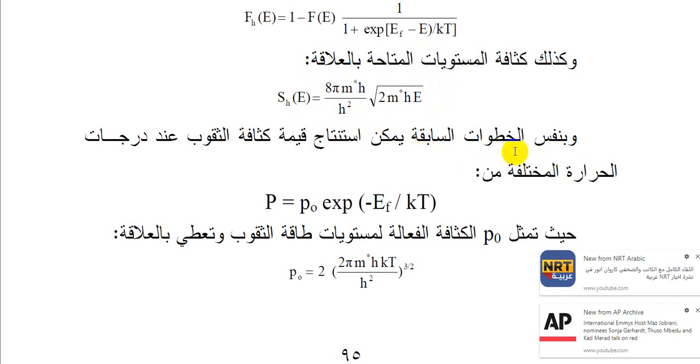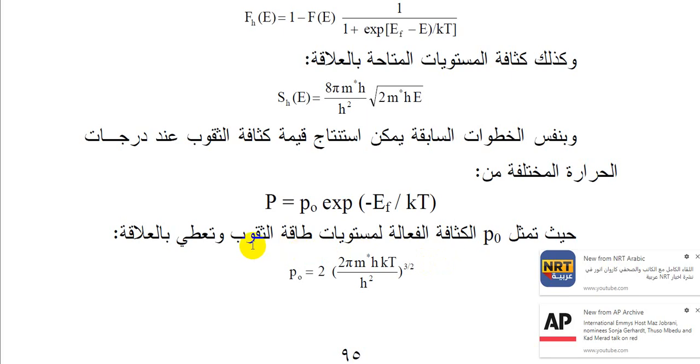Following the same steps as before, يعني بنفس الخطوات السابقة, we can conclude the value of the hole density at various temperatures, يعني يمكن استنتاج قيمة كثافة الثقوب عند درجات الحرارة المختلفة: P equals P naught, pretty much similar to N equals N naught times the exponential, as you can see right here, where P naught is the same as N naught but with the only difference that it refers to the holes, while N naught represents the electron energy level density, the effective density.